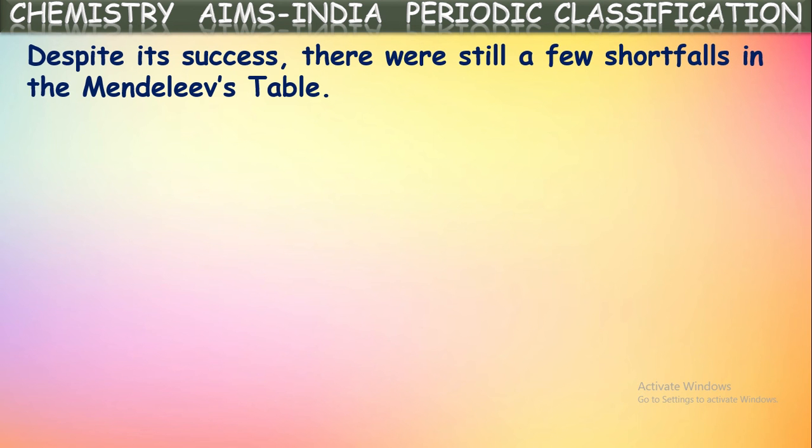Despite its success, there were still a few shortfalls in Mendeleev's periodic table, even though, as we told, it was the most successful of all. It was the first periodic table given. Even though he could arrange all the available elements into one table, there are some limitations or shortfalls. Let us see those.